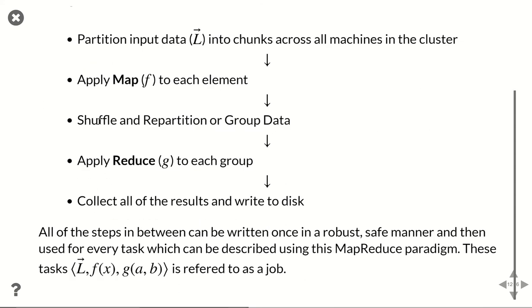You then have this shuffle or repartition or grouping of data once the map has been done. And then you have this reduce that gets applied to each group. And then you collect the results and write them to disk. And so when you use this as a paradigm, you end up with the data as the input, the map function, and the reduce function, and that whole thing represents a job. And that entire task you then submit to a cluster to have it run.